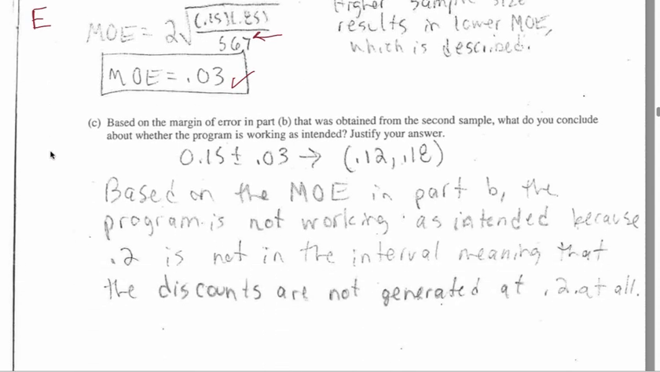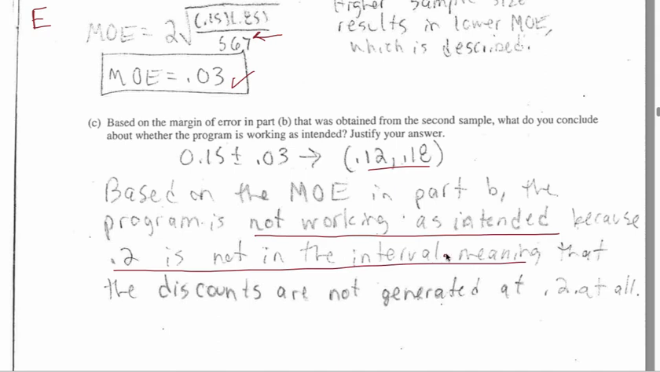In the final part, they take the new margin of error and they calculate the new interval, and they say, based on the margin of error, the program is not working as intended. That's the right thing to say, because 0.2 is not in the interval. Once again, had they stopped right there, they would have gotten an E on this. But they said that means the discounts are not generated at 0.2 at all. And that would not be true. Just because 0.2 is not in here does not mean that 0.2 could not actually be generated. This is going too far, and therefore the E that they would have earned is marked down to a P.